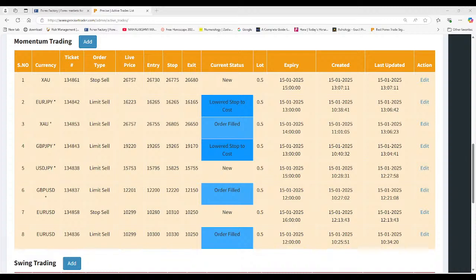So now we look into euro yen. I think our price target is 161.65, and let's see whether that is reachable. Okay, so now let's see.